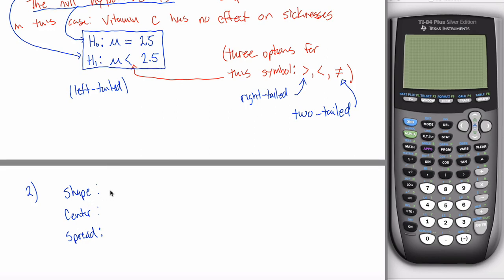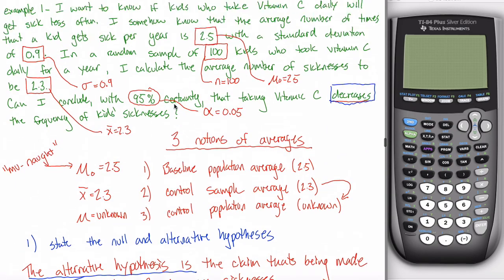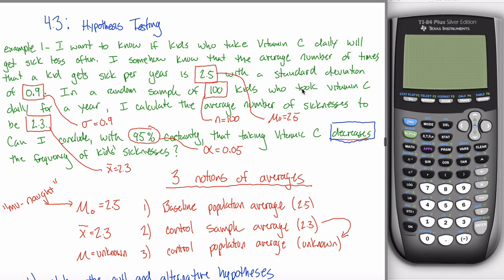The shape of the distribution probably won't surprise you, just like it's been everywhere else in this class. It's going to be approximately normal. You might be like, wait, how do I know it's approximately normal? It doesn't say anywhere up here that the number of times that a kid gets sick per year is approximately normal. It's probably not, right? You probably get some kids that are getting sick a whole bunch. Maybe it's right-skewed. I don't know. It doesn't say.